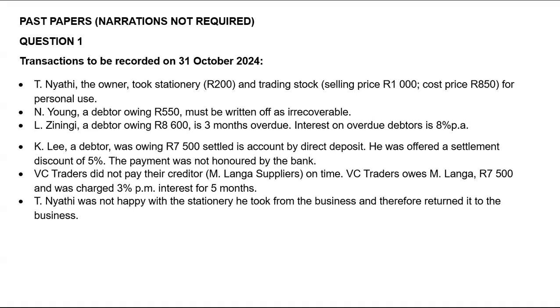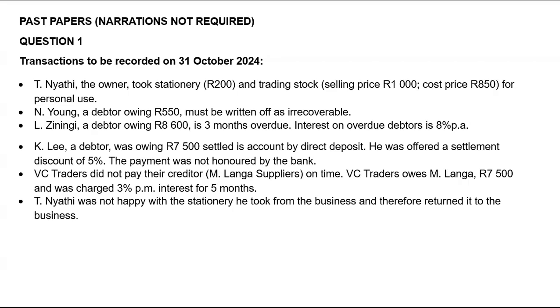Let me do question one. We've got transactions to be recorded on the 31st of October 2024. Now, the first transaction says that Tinyati, the owner, took stationery worth 200 and trading stock. The selling price of this trading stock was 1,000 Rand and the cost price was 850, for personal use.